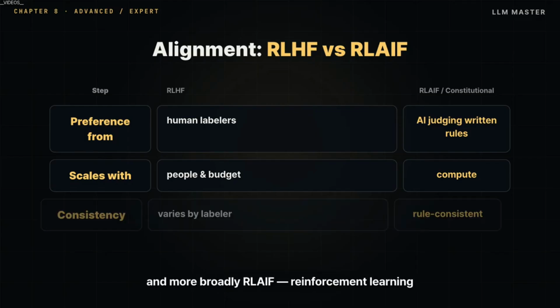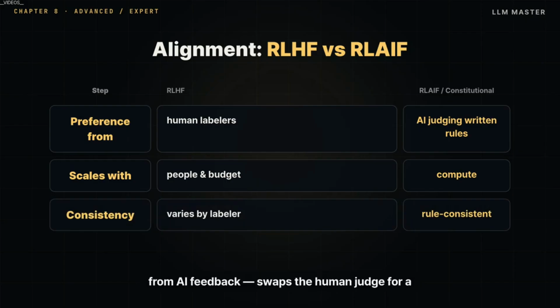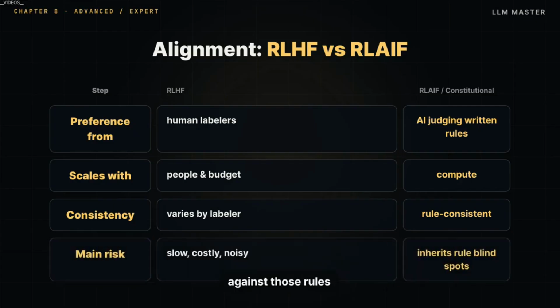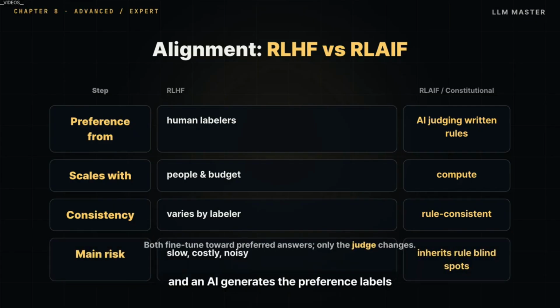Constitutional AI, and more broadly RLAIF, reinforcement learning from AI feedback, swaps the human judge for a model guided by an explicit written set of principles, a constitution. The model critiques and revises its own outputs against those rules, and an AI generates the preference labels. The upside is scale and consistency. You're limited by compute, not headcount, and the rules apply the same way every time. The catch is that your alignment is only as good as your constitution. Blind spots in the rules become blind spots in the model.